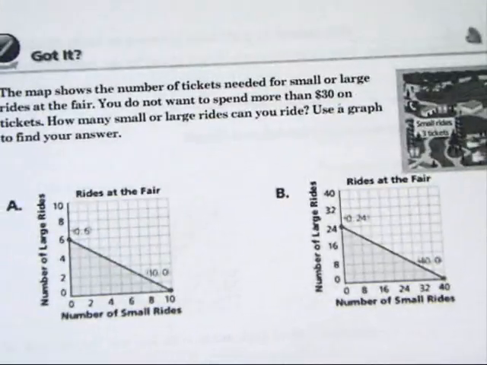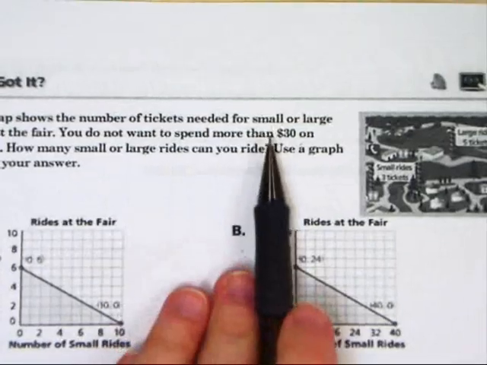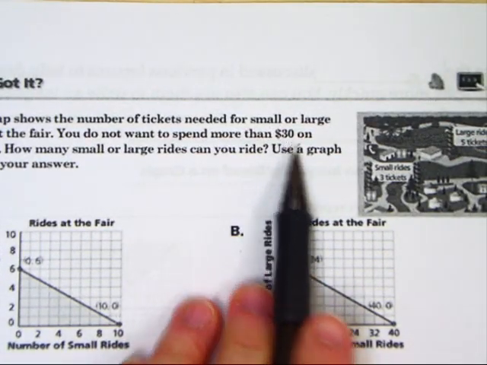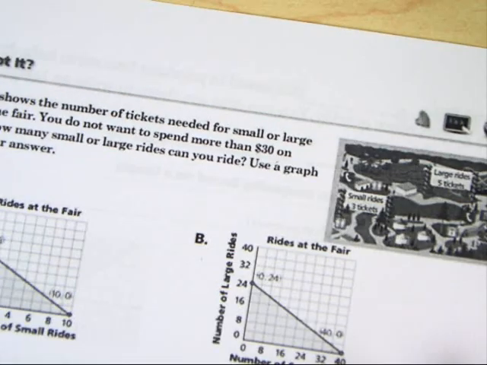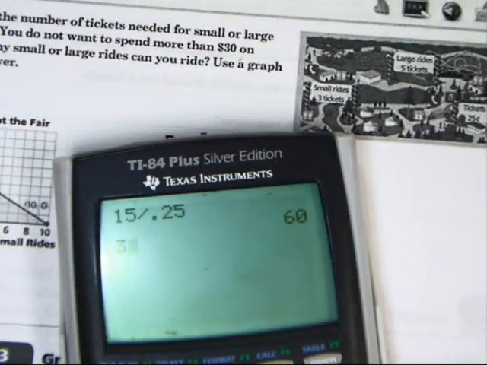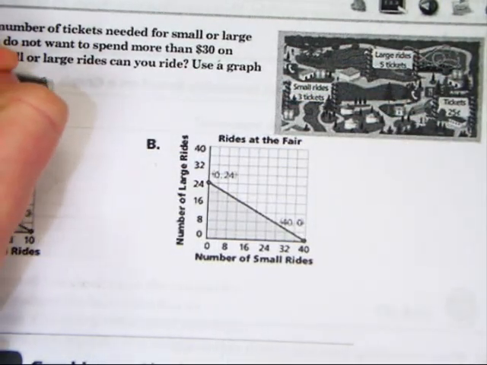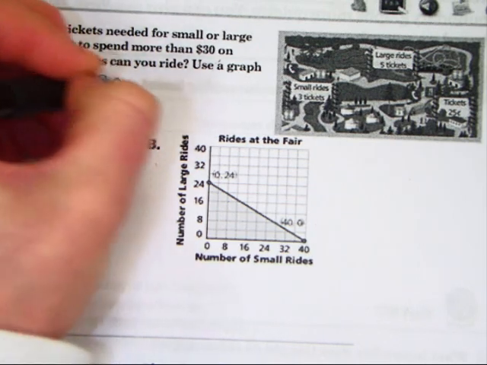In the Got It, we have one more problem, but the graphs are already provided for us. The map is the exact same map, but this time you don't want to spend any more than $30. Okay? So real fast, let's figure out how many tickets you can get. $30 divided by 25 cents is 120 tickets. So your max is 120 tickets.